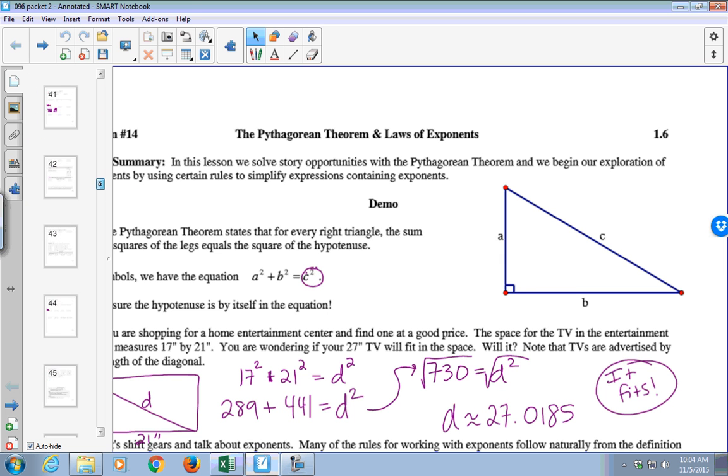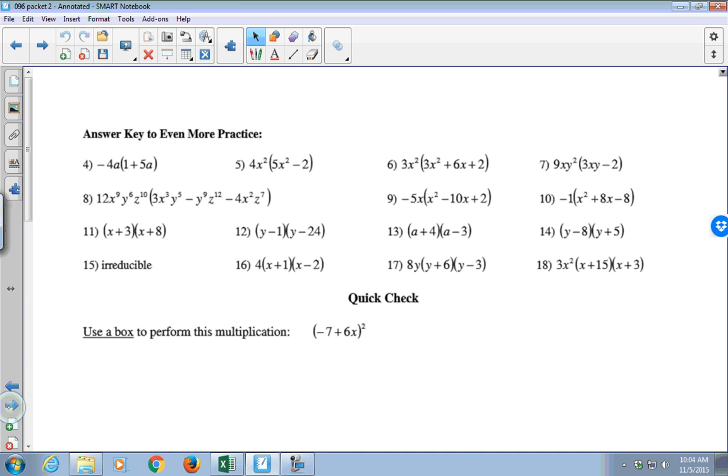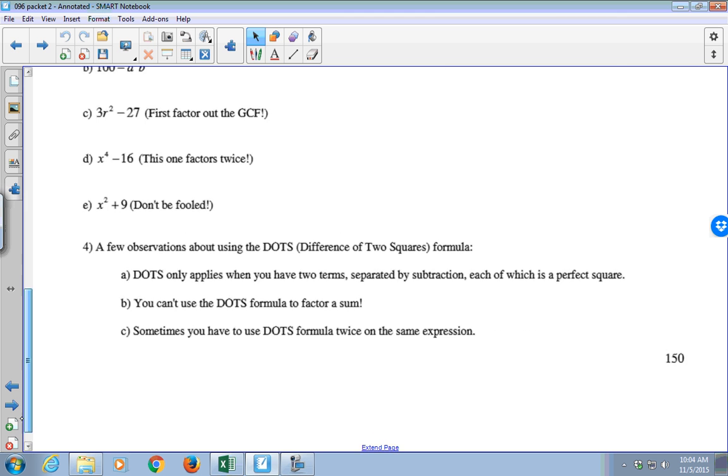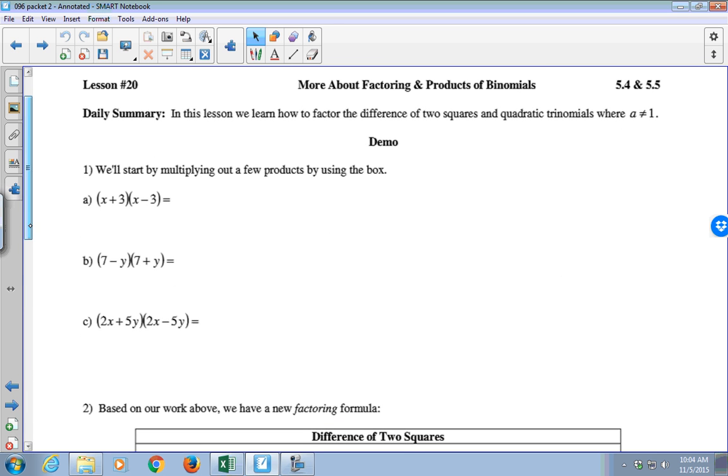All right, so we're starting on lesson 20, which is page 150 of your packet. Okay, so today we're going to learn how to factor the difference of 2 squares, and we're going to do some more practice factoring quadratic trinomials. So we'll have a little bit of new in this, and then some practice with the stuff we learned right before the quest. Okay, so we're going to start by multiplying out a few products using a box.